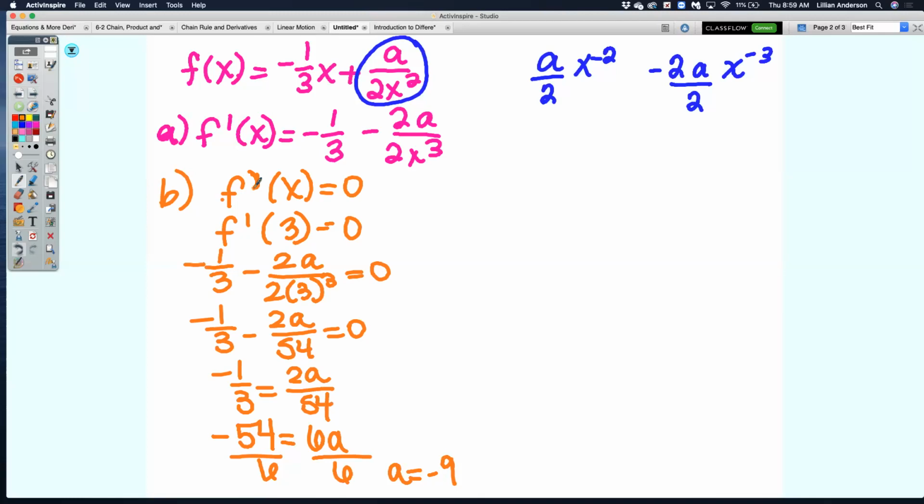Even if you couldn't show that a was negative 9, you could have still done part c and everything else below it. Find the y coordinate of the local maximum of the function. To do that, Peyton, how do I find the y coordinate?